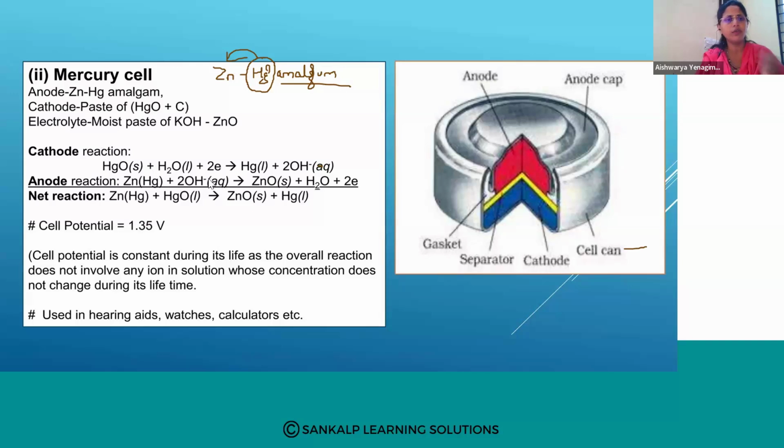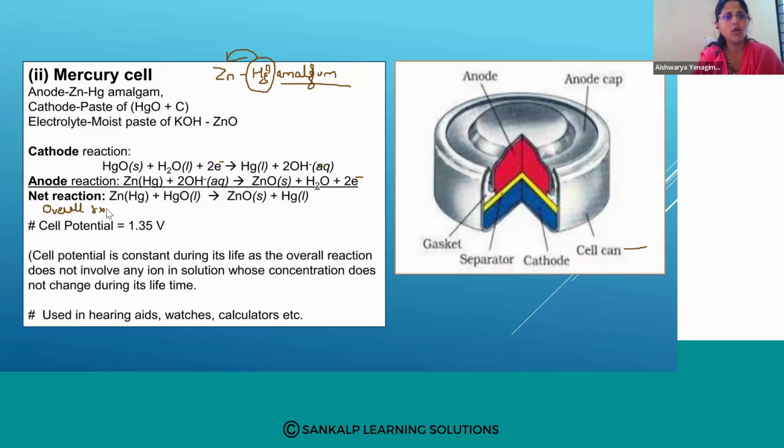At the cathode, reduction, quite obvious, gain of 2 electrons. So HgO in aqueous medium, H2O, will take 2 electrons and form Hg. This tells you the oxidation state of mercury, and plus 2OH minus comes out. Fine. Anodic reaction: at the anode you have taken zinc amalgam. So Zn amalgam reacts with 2OH minus. At the anode, oxidation: zinc will lose its 2 electrons, then combine with oxygen and form zinc oxide plus H2O.